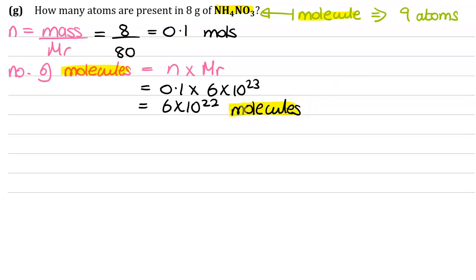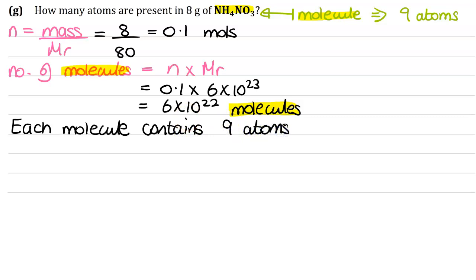Now, just be very careful here, because we're not finished this question. We're asked how many atoms. So what we can see by this is, as I've written at the start, one molecule of this substance contains 9 atoms. So this is the number of molecules that we have, and we're going to multiply that by 9. So each molecule contains 9 atoms. So this implies we have 9 multiplied by 6 by 10 to the 22, which is equal to 5.4 by 10 to the 23 atoms.